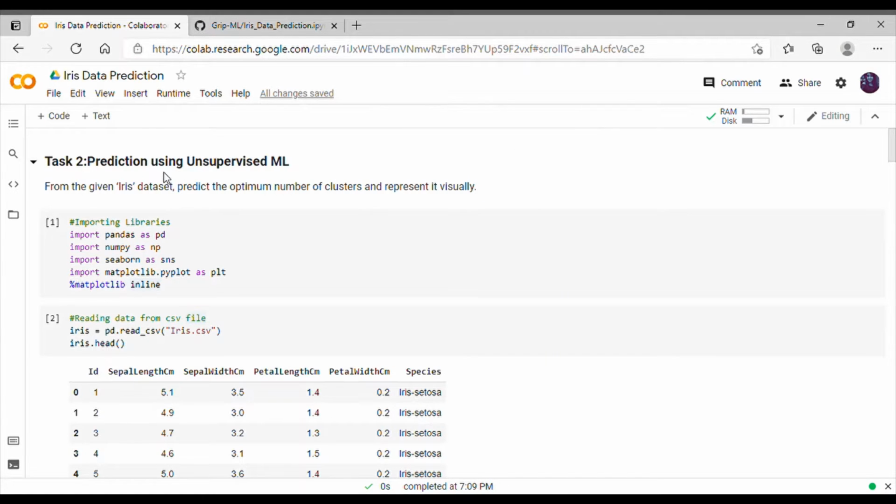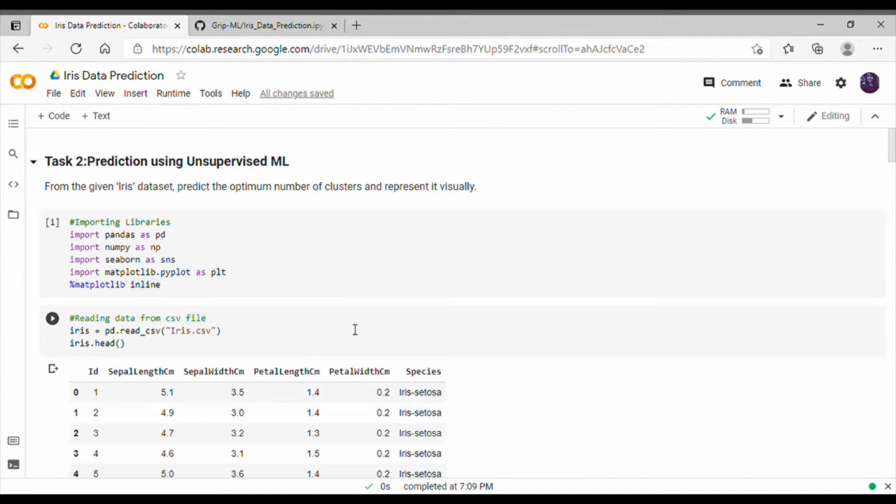Foundation. The task was prediction using unsupervised ML. The aim was to predict the optimum number of clusters and represent it visually. We will start by importing the libraries. We have imported pandas, numpy, seaborn and matplotlib.